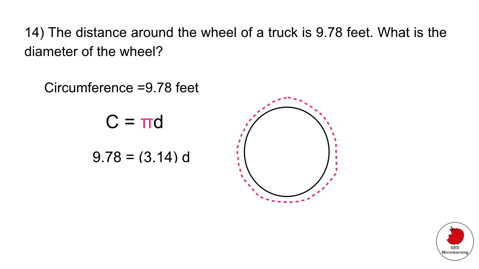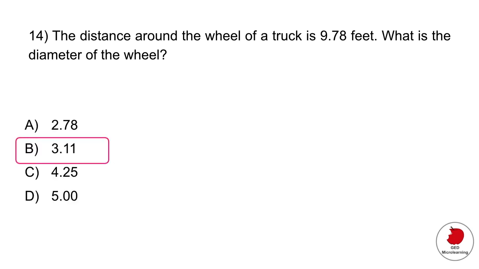So 9.78 for the circumference there on the left. That symbol, which is appearing in pink, is pi, and remember that pi is 3.14. So there you have your equation, and now all you have to do is solve for d. On the right side, you would divide by 3.14, and same thing on the left side. That gives you that the diameter is 3.11. Okay, option B.